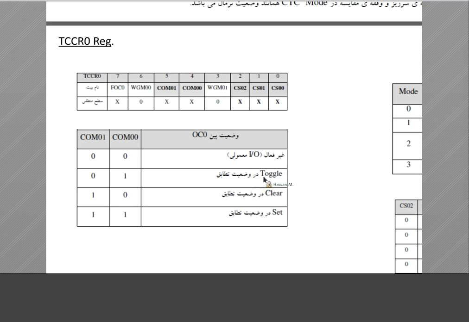Maybe we use this toggle. Toggling in compare match means 0 1 0 1 0 1, constructing a clock pulse over OC0. Toggling means inverting: from 1 to 0, 0 to 1, 1 to 0, 0 to 1.